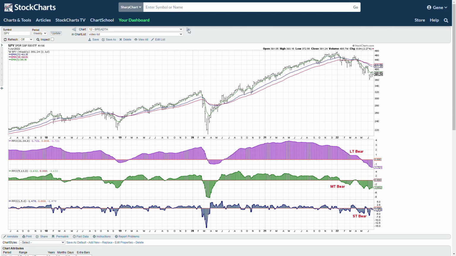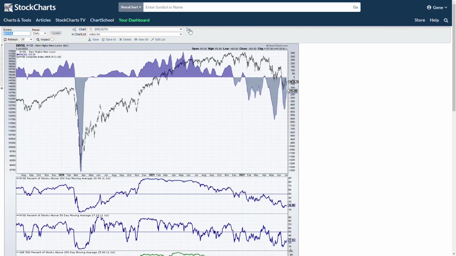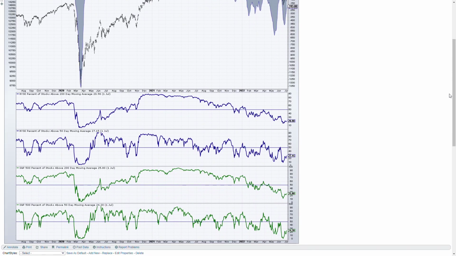Right, so let's look at the next chart. This is also a breadth chart. This is the S&P 500, the bar chart. The line chart is basically the daily highs and lows of the New York Stock Exchange. And you can see down here, the blue line is the New York Stock Exchange. The green line is the S&P 500.